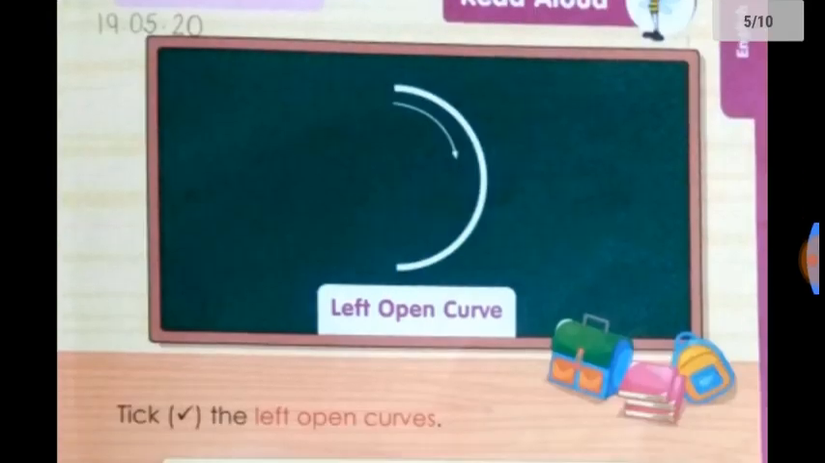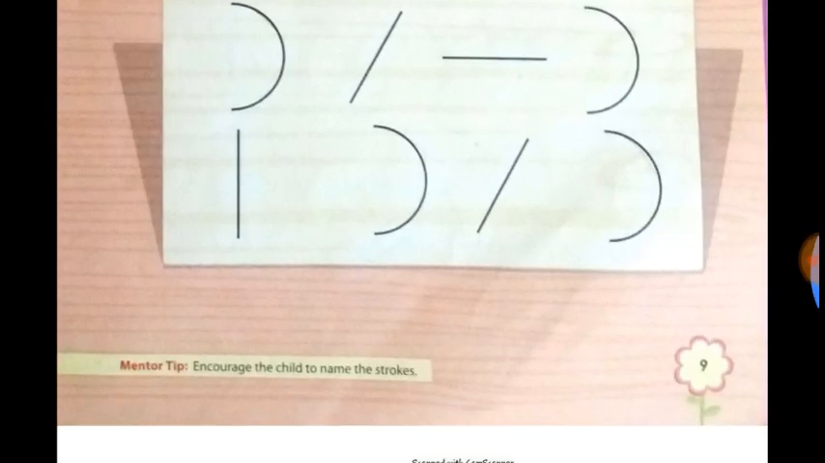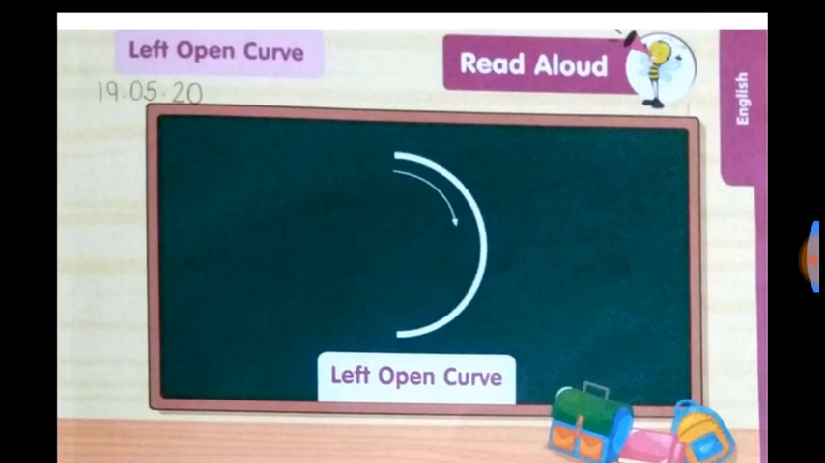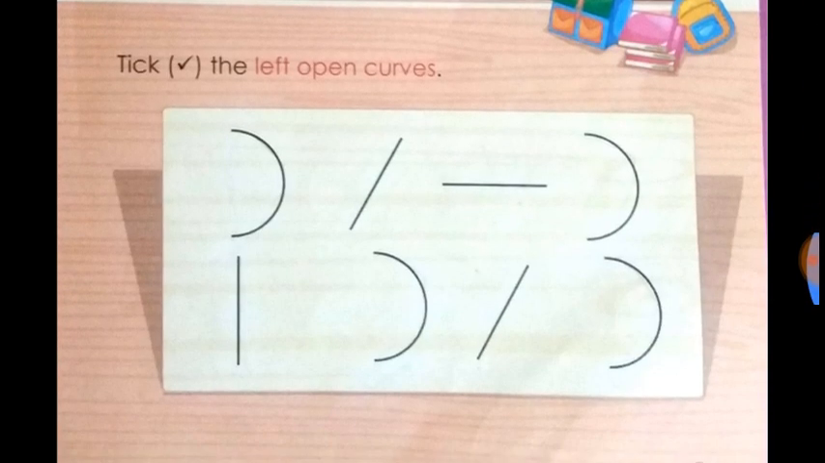Now move to page number 9. As you can see, this is page number 9. Again, you have to mention the date here, 19/5/20, on the top left hand corner. Yes. So tell me, which curve is this? Yes, this is left open curve. Students, if the curve is open towards the left hand side, that is called left open curve. Here I request parents, please guide your child about the concept of right and left with the help of hands. Okay.